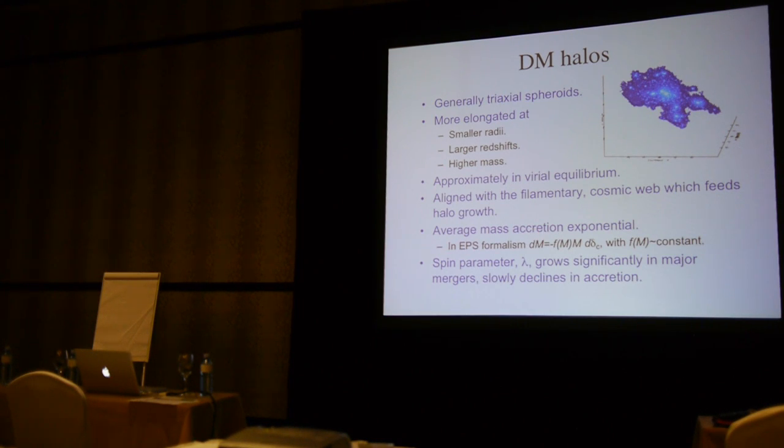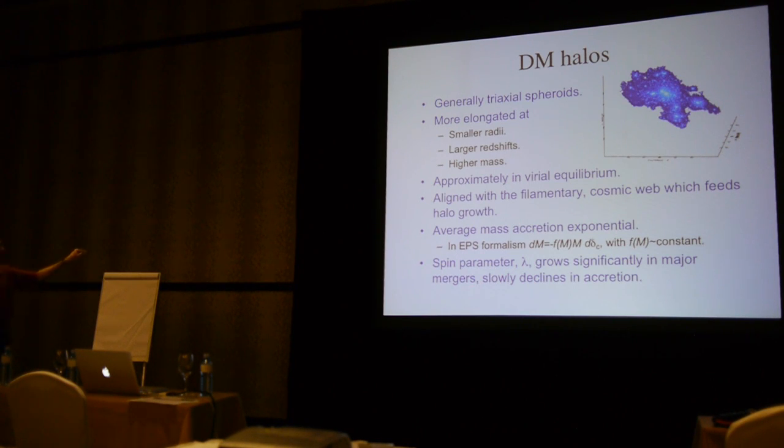The average mass accretion turns out to be exponential, and there's a simple argument based on the EPS formalism which allows you to prove that. You find that the mass growth is proportional to the mass with some very, very slowly varying creep factor, which is a very low power of the mass. So we kind of understand this exponential mass growth, although for any individual object, it's very, very punctuated as individual halos fall on top of it. So when you average over many halos, you get this exponential accretion.